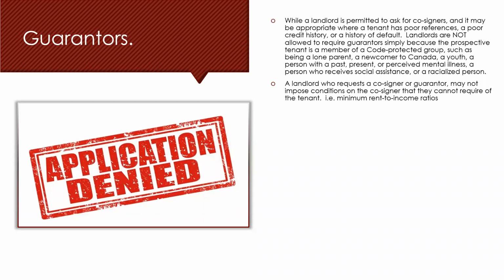A landlord who requests a cosigner or guarantor cannot impose conditions on the cosigner or guarantor that they would not require of the tenant. So they can't impose an income ratio on the guarantor. They can't impose deposits on the guarantor. They can't impose anything on the guarantor that they would otherwise not be able to impose on the prospective tenant.